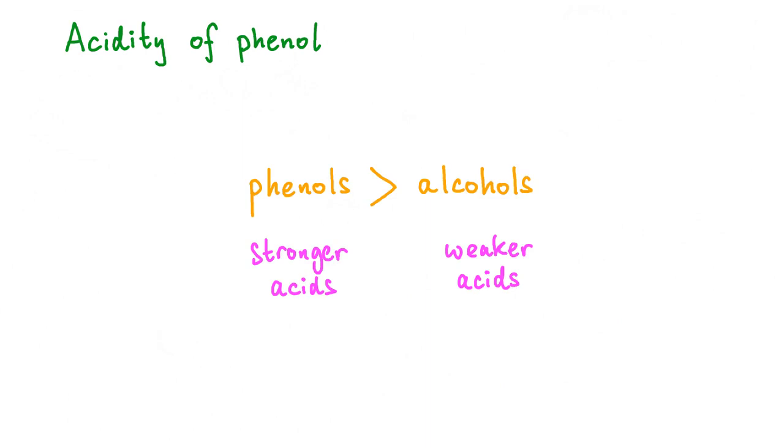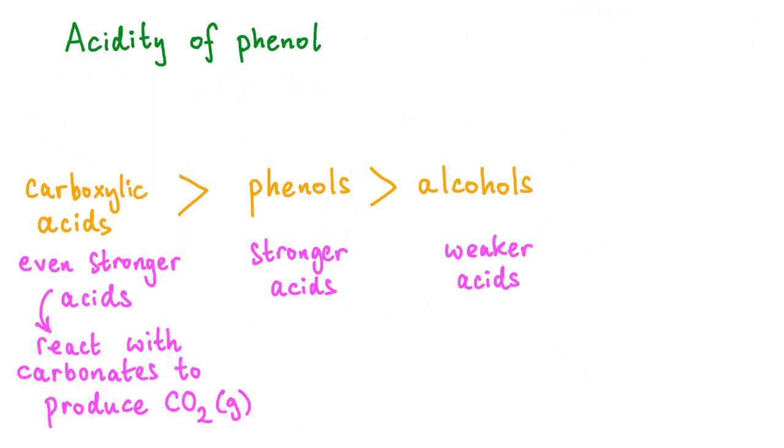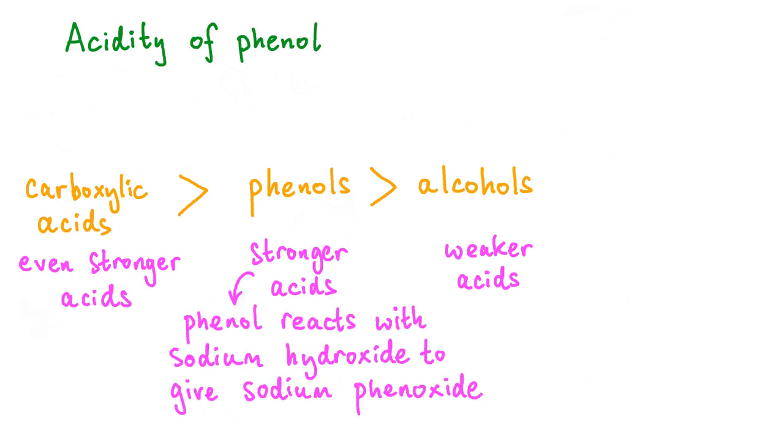It's important to realise that acidity is a relative concept here. Phenols are in fact very weak acids indeed. Even carboxylic acids, which are classified as weak acids, are stronger acids than phenol. Carboxylic acids will react with relatively weak bases, such as carbonates, to produce carbon dioxide gas. Since phenols are weaker acids, they will not react with weak bases such as carbonates, and no carbon dioxide gas is produced. Phenol will react with very strong bases.